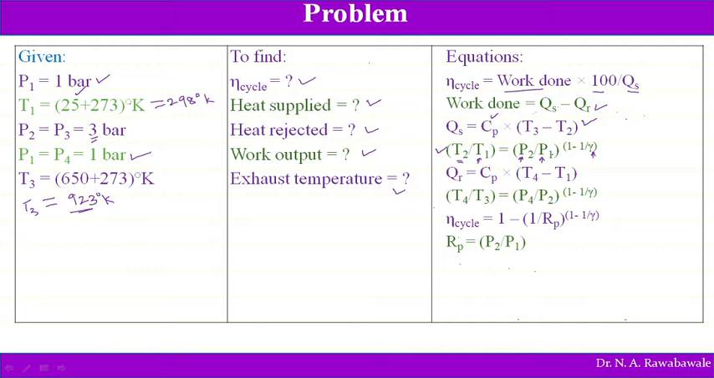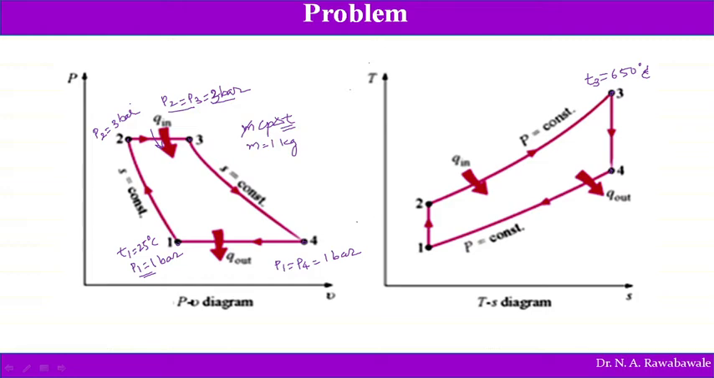So heat rejected can be obtained as Cp into T4 minus T1. So coming back to this 4 to 1 process, heat is rejected. So again 4 to 1 process is a constant pressure process. So heat supplied during constant pressure process is again given by M Cp delta T. M is taken as 1. Cp is specific heat at constant pressure for air, and delta T is change in temperature from 4 to 1. So T4 minus T1 is the change in temperature.